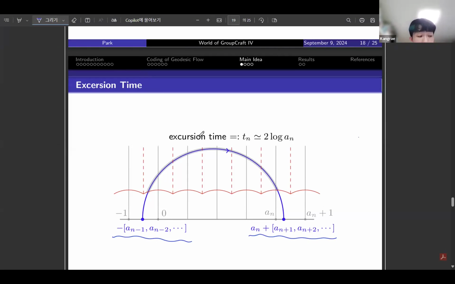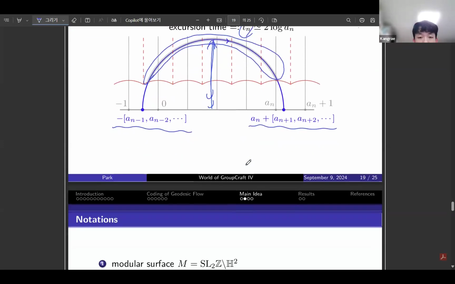Maybe it's not really correct, but anyway. What we are interested in here is the excursion time. The excursion time is just the hyperbolic length of this curve, and we denote this by T_n, and T_n is similar to 2 times log of a_n. It's because this is the height, and this height is similar to log of a_n. That's a hyperbolic distance. So we have the excursion time here now. So let's move on.